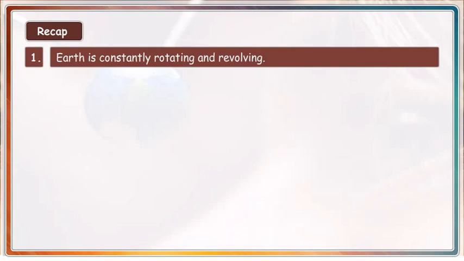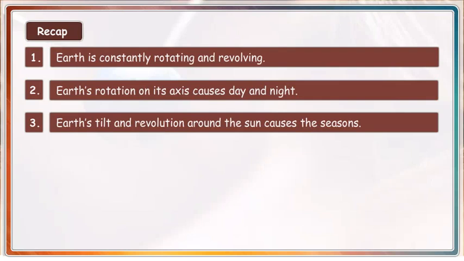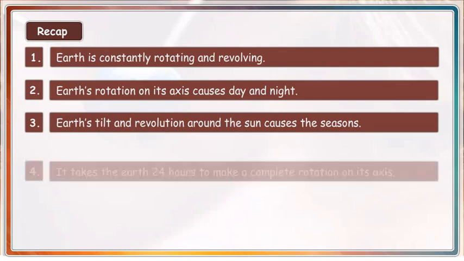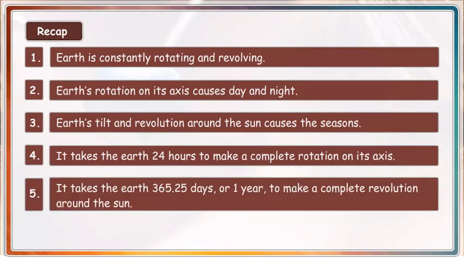Recap. Earth is constantly rotating and revolving. Earth's rotation on its axis causes day and night. Earth's tilt and revolution around the sun causes the seasons. It takes the Earth 24 hours to make a complete rotation on its axis. It takes the Earth 365.25 days or 1 year to make a complete revolution around the sun.